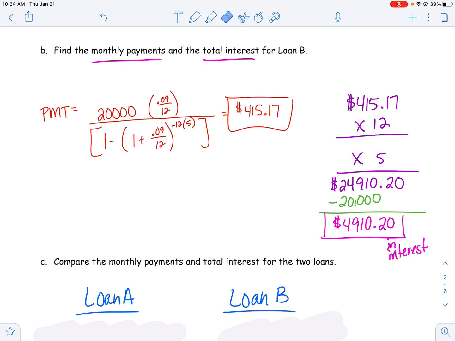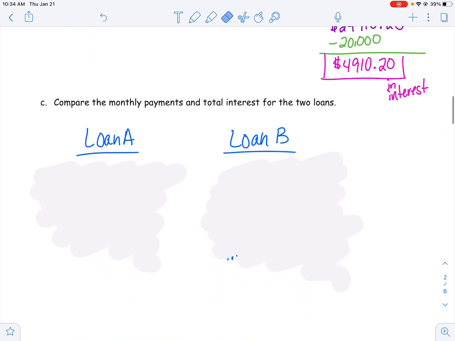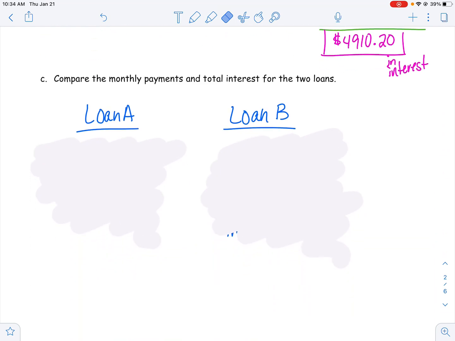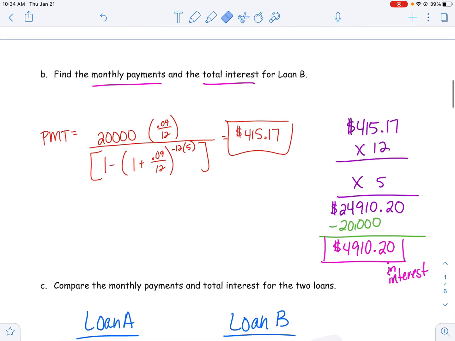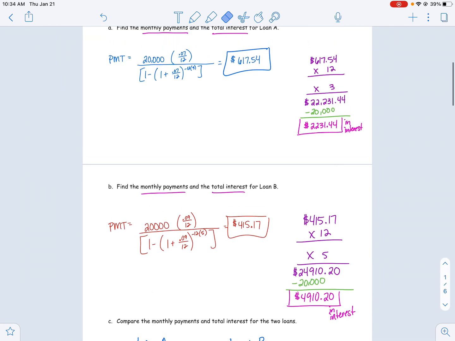So what's the difference between Loan A and Loan B? Or why would you choose one over the other? Well, the last part of the question asks us to compare the monthly payments and the total interest for the two loans. So if you look back at Loan A, remember our monthly payment was really high, $617, versus Loan B, which is only $415. So if you're strapped for cash or you can't afford a $600 a month payment, then you would probably go with Loan B because it has a lower monthly payment.